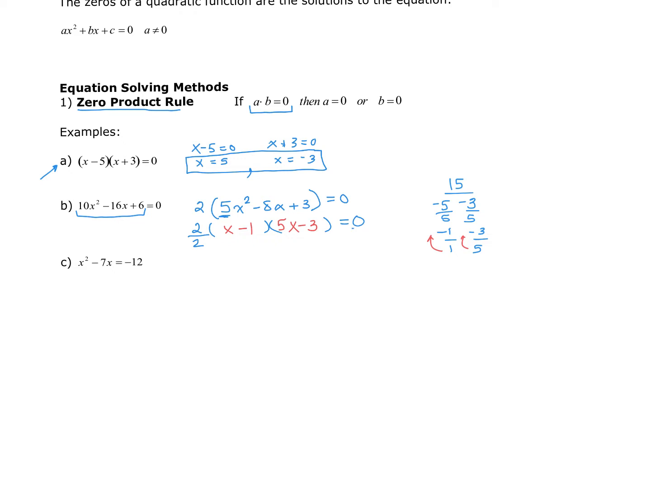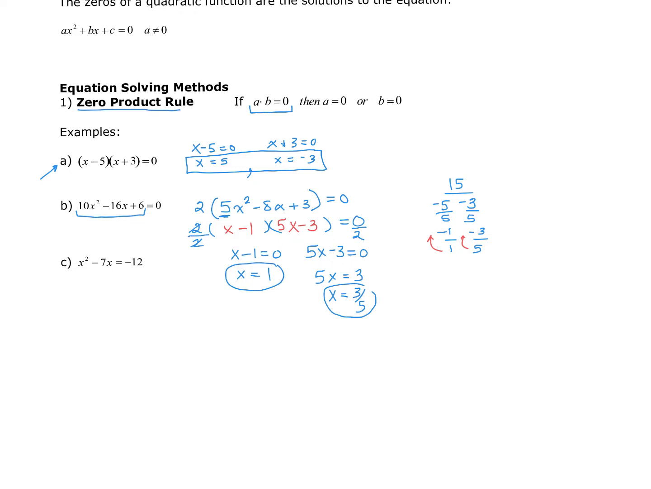You could divide both sides by 2, and 0 divided by 2 is still 0. So we would get x minus 1 is 0, or 5x minus 3 is 0. So we'll add 1 here. We'll add 3 on this one, and then divide by 5 and get 3/5. The other thing that you can do is just say, well, x minus 1 is 0, 5x minus 3 is 0, and 2 is equal to 0, but clearly 2 is not equal to 0, so we just get rid of it.